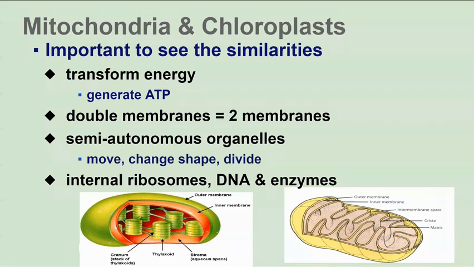They both have double membranes, so those two layers of membrane. And they're both what are called semi-autonomous organelles, so they can move independently, they can change shape, they can divide. And they have their own internal ribosomes, their own DNA, and their own enzymes.